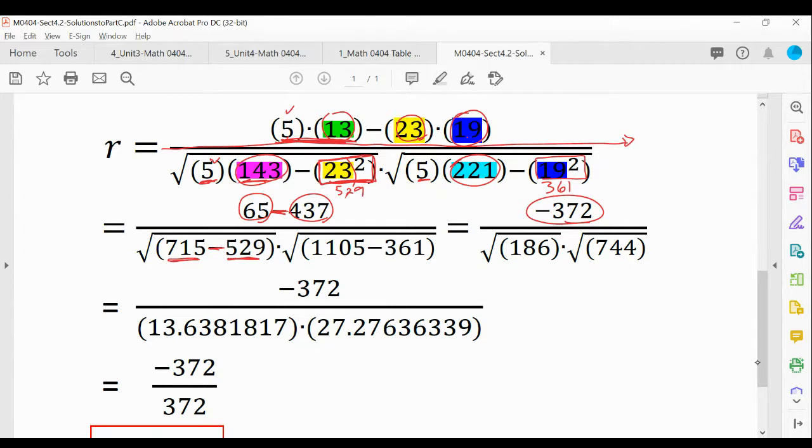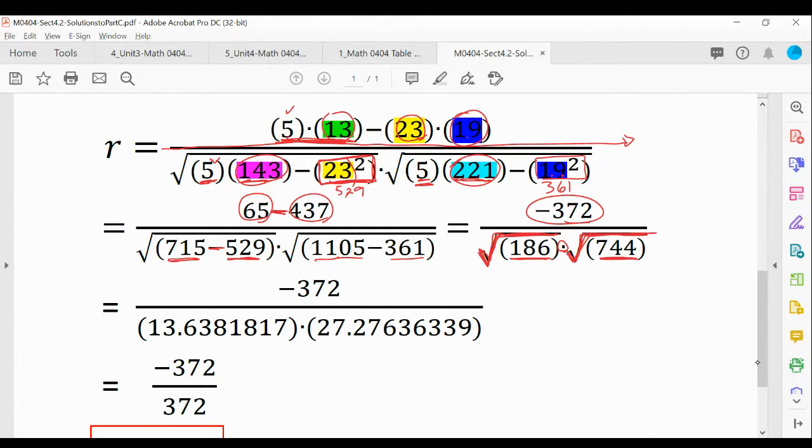So 715 minus 529, subtract, and we get 186, but it's still inside the square root, so don't forget the square root. Times, now let's do the second parentheses. 5 times 221 is 1105. 19 squared is 361. Subtract those two and you get 744. Then take the square root.